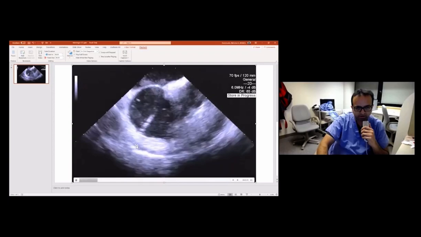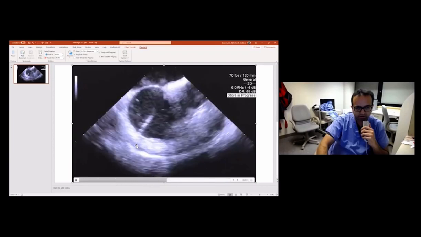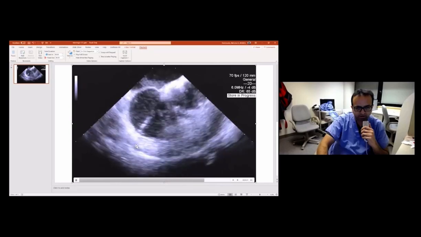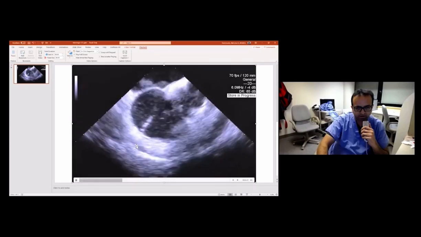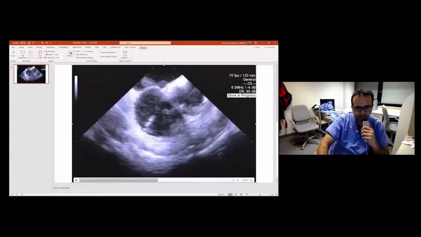Some of the other challenges would be impedance, and how to titrate the power based on that. Certainly the catheter sometimes can get wedged in that location, and then there are some tricks you can use.